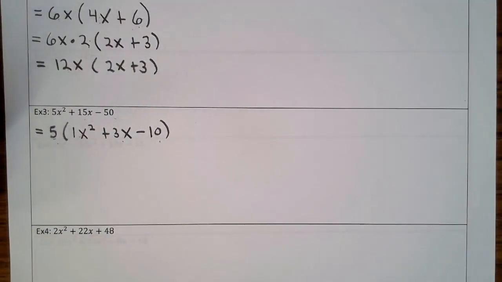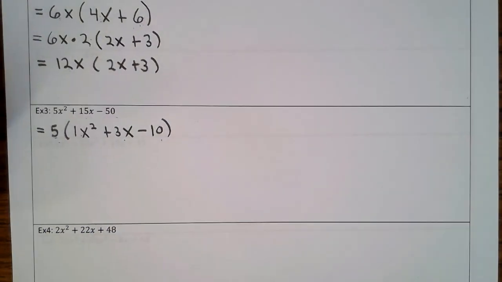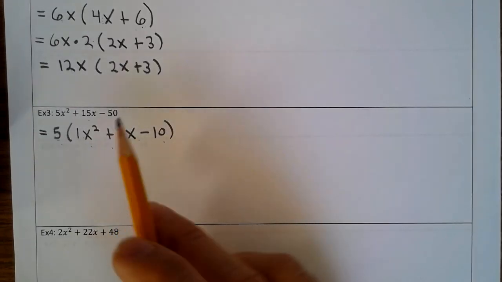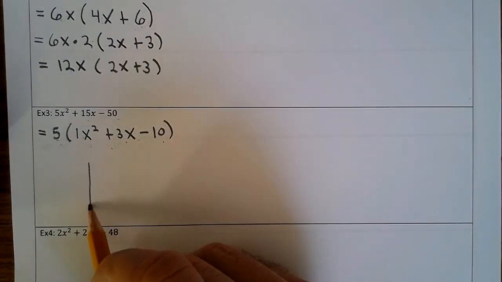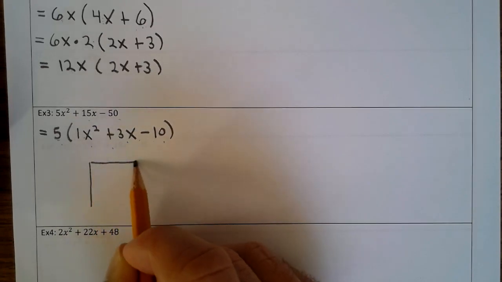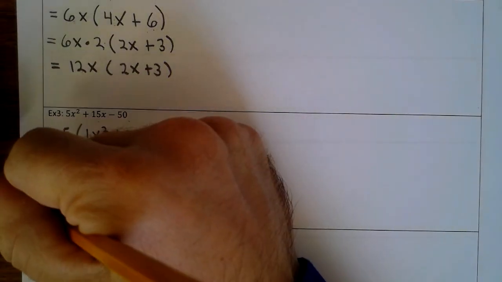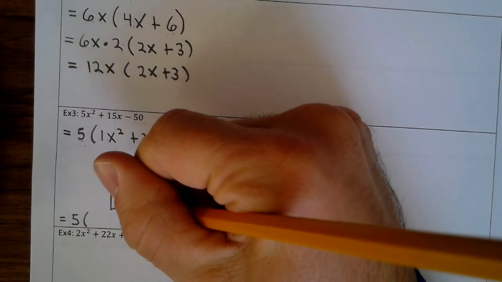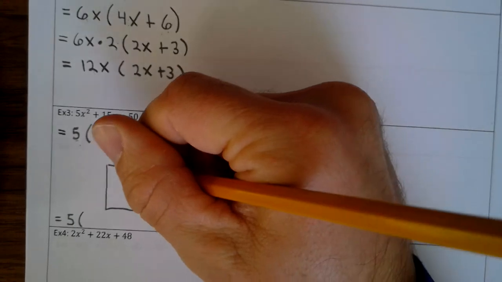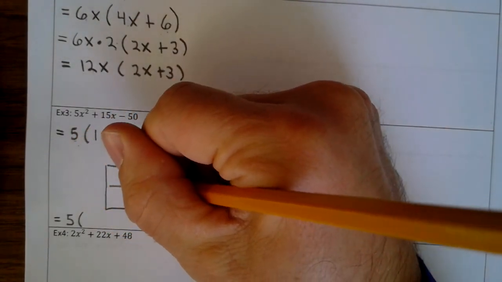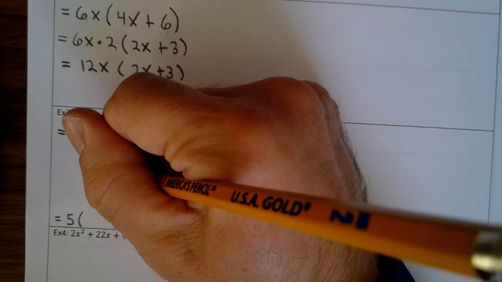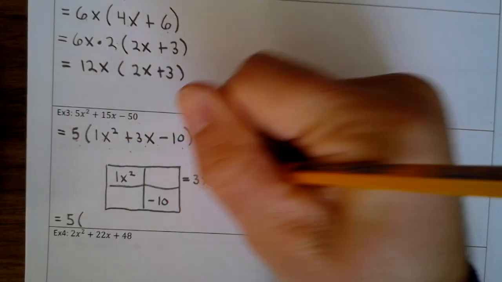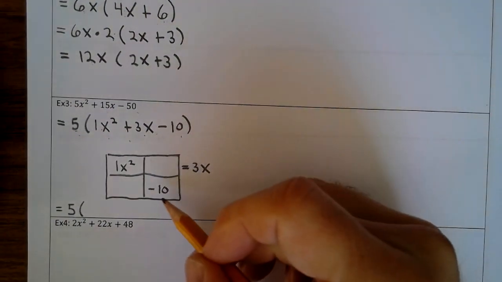All right, now it looks like we can actually go further and factor this. So we're going to draw a box. Remember, our final answer is going to have 5 in it. So first term, last term, and the middle term is 3x. Now we need to find all the combinations that make negative 10.